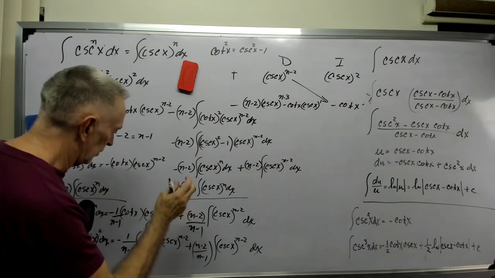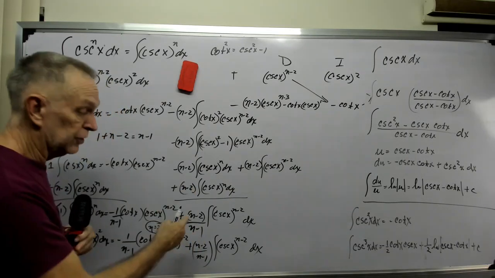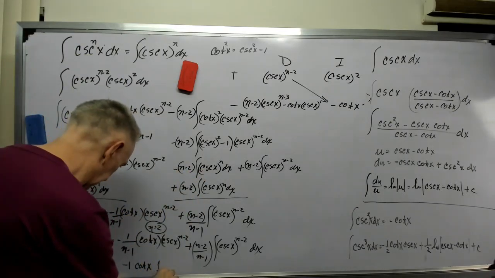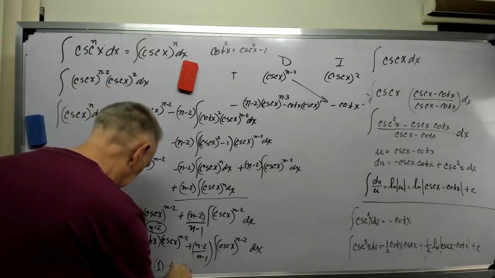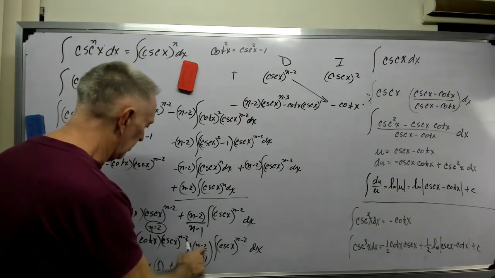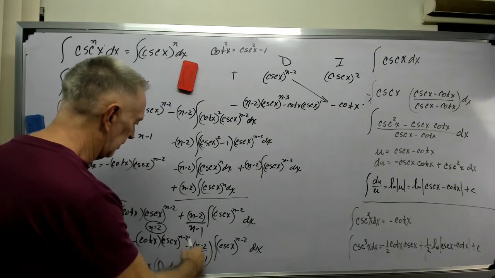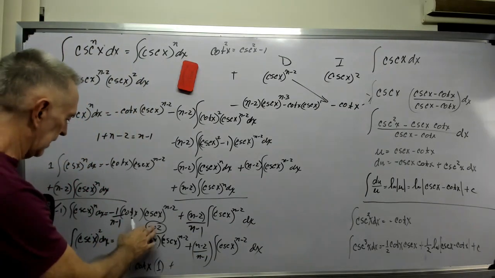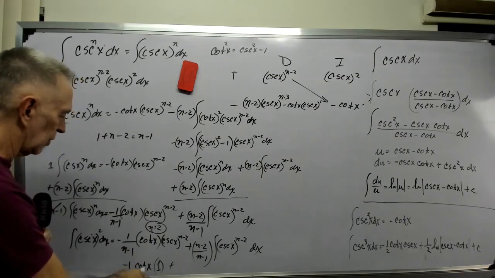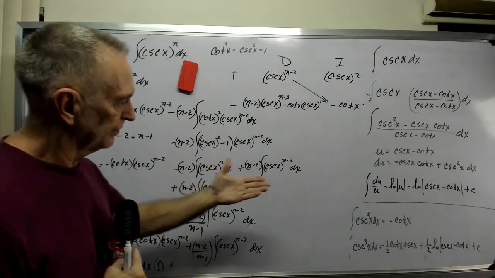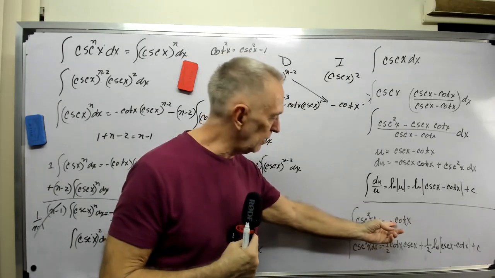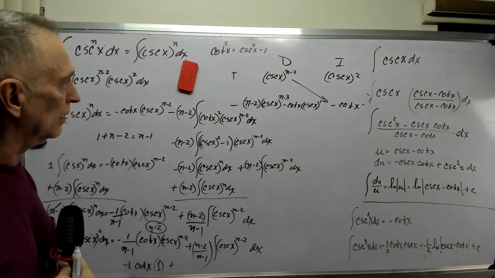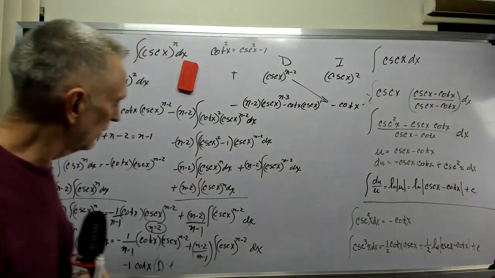2 minus 2 is 0. Anything to the 0 is what? It's 1. So that's just times 1 plus 2 minus 2 is 0. Well, 0 times anything is 0. So I end up, when n equals 2, with minus cotangent x, which is exactly what we ended up with. If you integrate cosecant squared x, you get minus cotangent x. That's why we used it here.